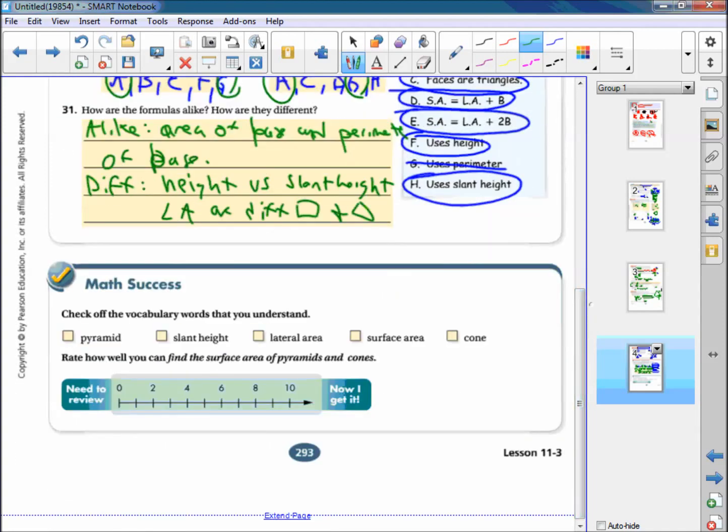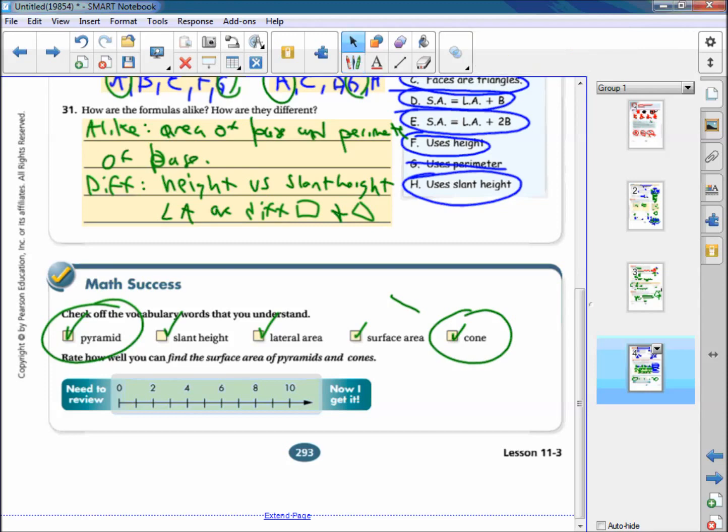All right, so check off the vocabulary that you understand. Hopefully you know what a pyramid is by now. You know what slant height is. Lateral area hasn't changed, surface area hasn't changed, but we did talk about a cone today. So these are our two new shapes, pyramids and cones. Okay, and then we use slant height today as a new measurement for cones and pyramids. So as always, if you're not in here, you probably want to watch the video again and make sure you do some good learning before you come to class and start trying to do some problems on this.